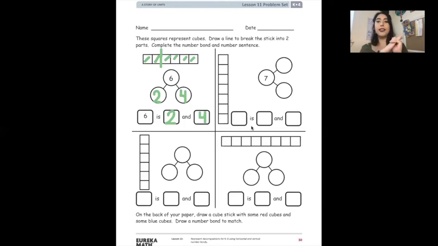You can do this same thing with all of the problems on this page, but make sure you pay attention to the stick and how many cubes, squares are in the stick so that you don't get it wrong. You need to pay attention. Not all of them are going to be 6. And last but not least, I do not want you guys to worry about this part down here. So if you're watching this, guess what? You don't have to do it because I don't need it.